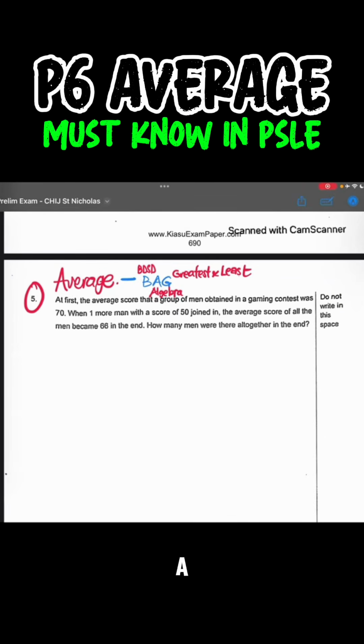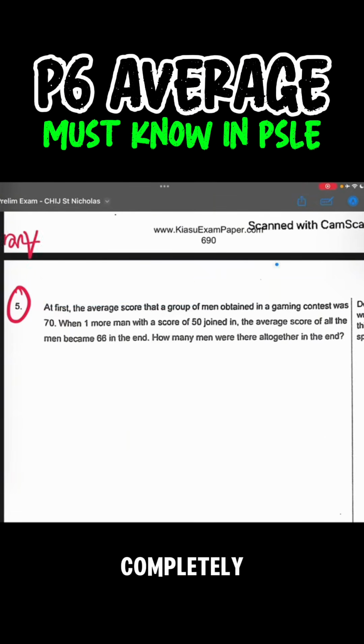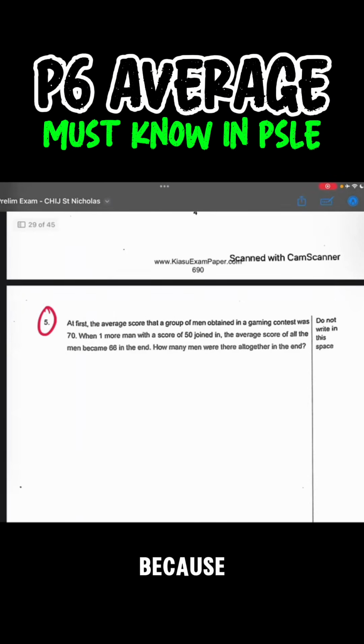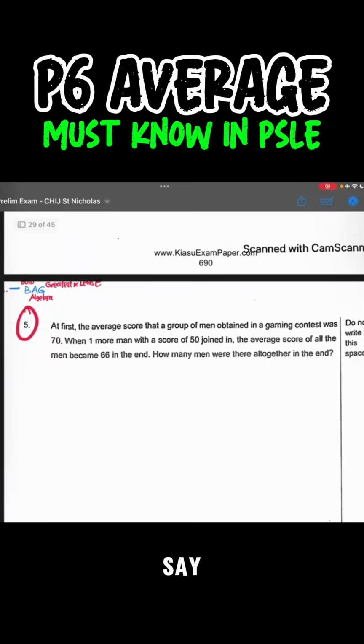So let's start with this first. At first, the average score of a group of men. Okay, do we know how many people are there? We have no idea at all. We don't know how many men are in the group. Is it 5 men, 10 men, 20 men? We have no idea, right? Because we have no idea how many men there are, what we'll do is we'll just quickly say that the group of men, let it be X.